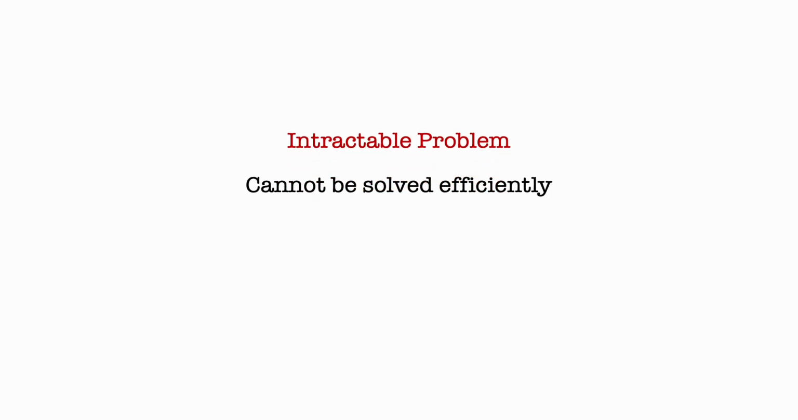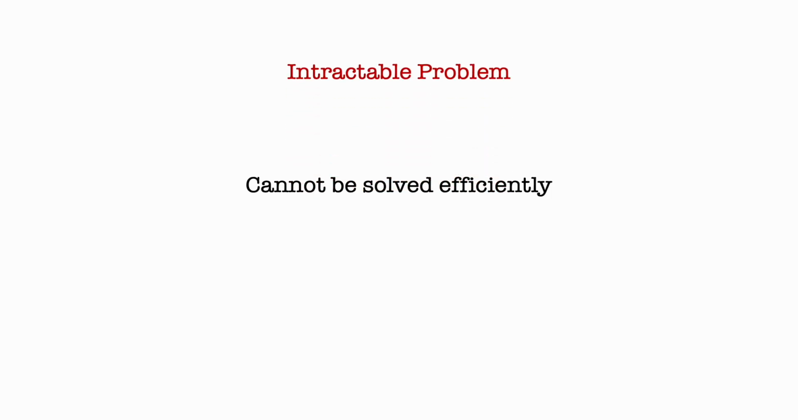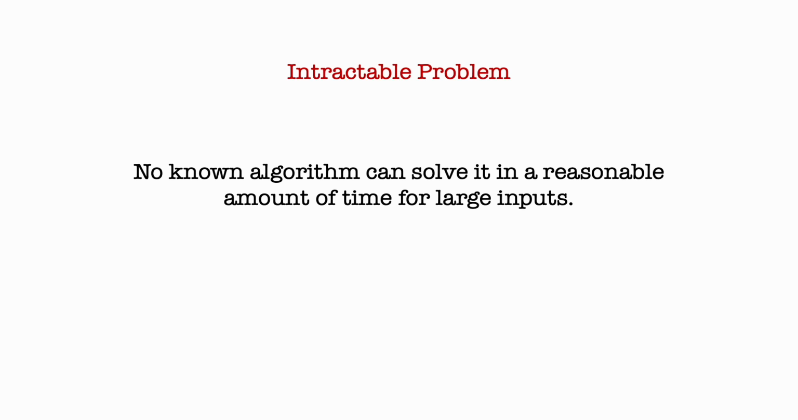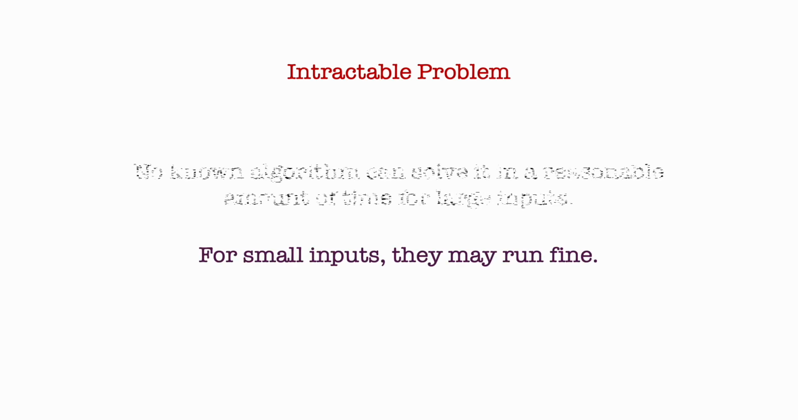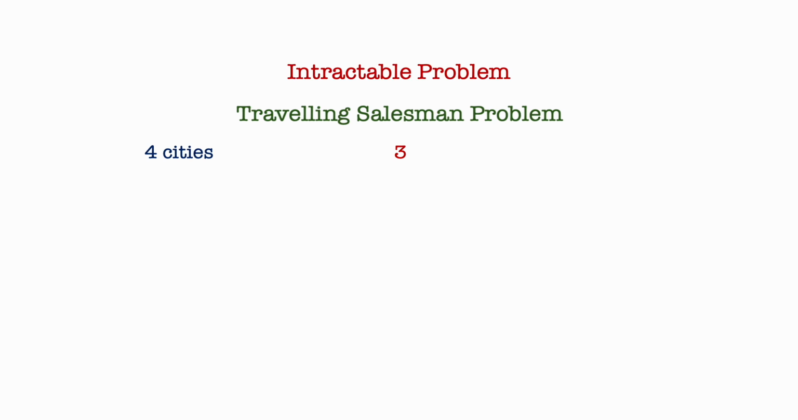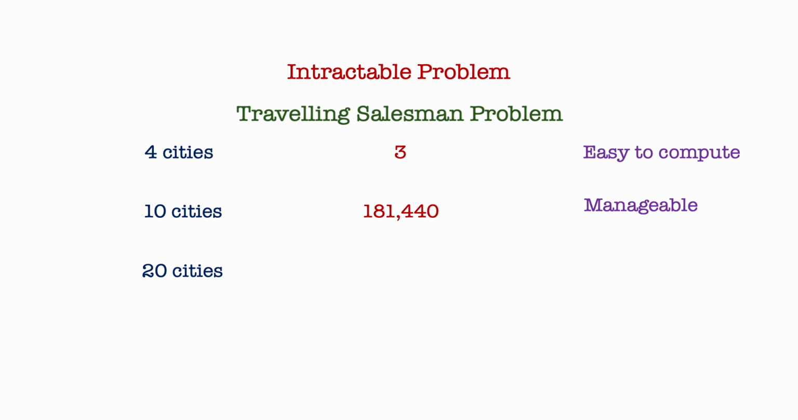In computer science, an intractable problem is a problem that cannot be solved efficiently, or we can say no known algorithm can solve it in a reasonable amount of time for large inputs. For small inputs, they may run fine. If we consider the case of the traveling salesman problem, if there are four cities, there are three possible routes that we have to explore to find the route with the lowest cost, which is easy to compute. For 10 cities, possible routes are 181,440. This number is still manageable.